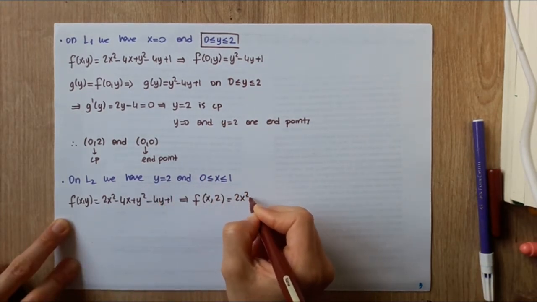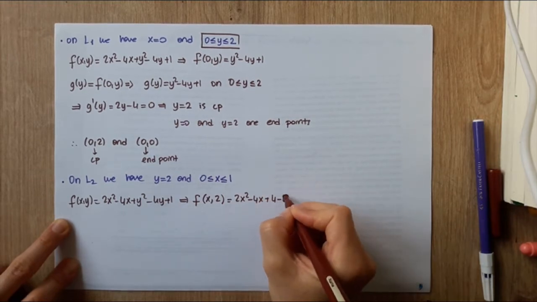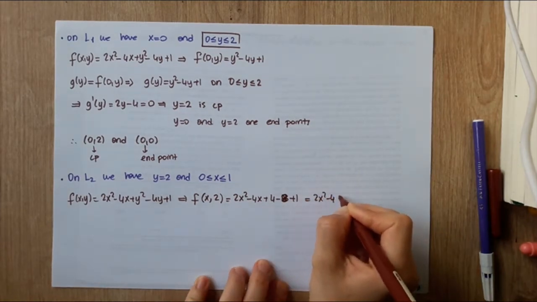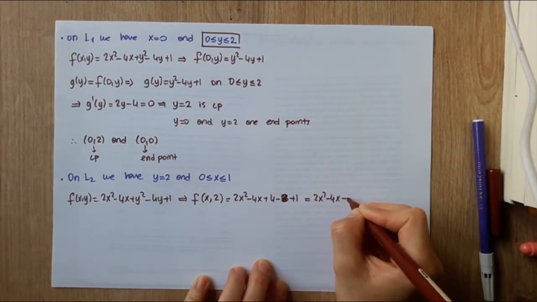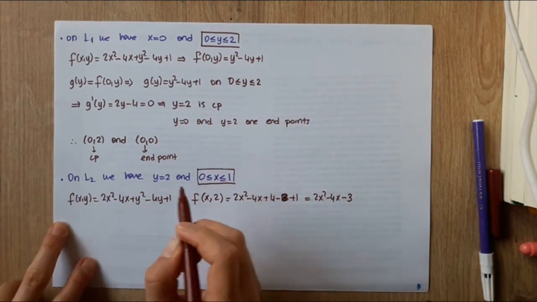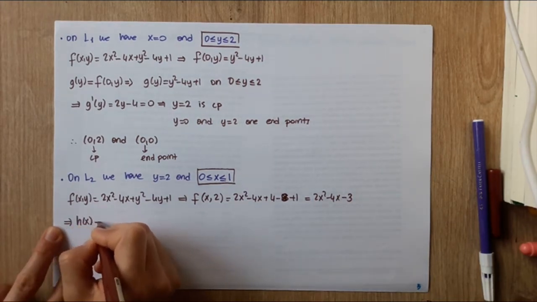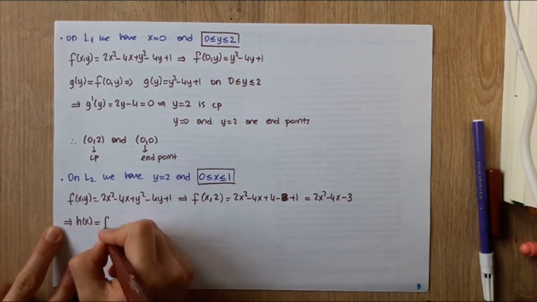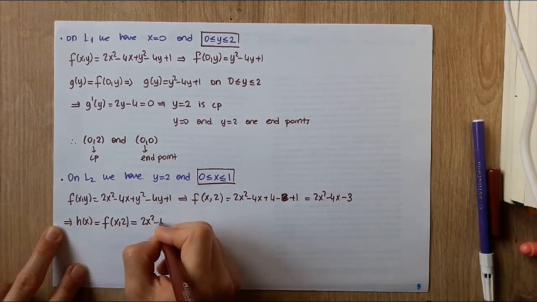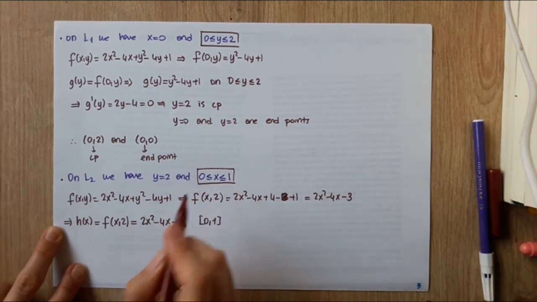So 2x squared minus 4x plus 4 minus 8 plus 1. So we have 2x squared minus 4x minus 3, and x changes between 0 and 1. So I will define another function h of x, which is f of x, 2. It is 2x squared minus 4x minus 3, and we are on this interval 0, 1. X changes between this interval.